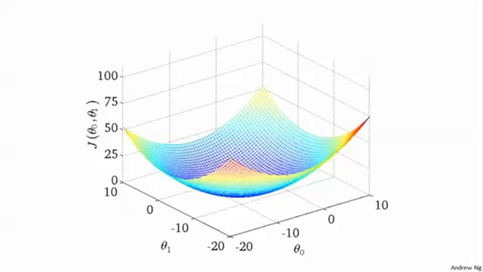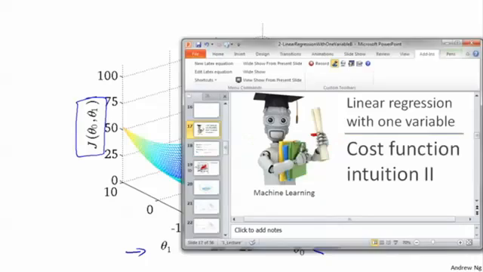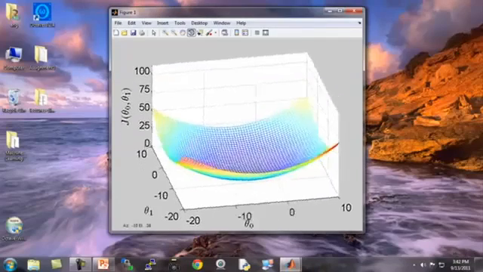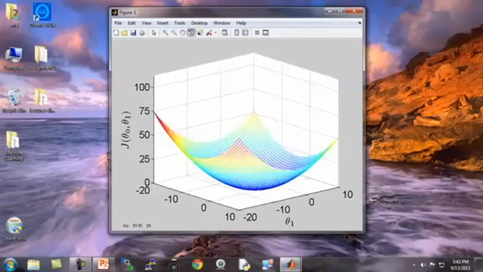This is a 3D surface plot where the axes are labeled theta 0 and theta 1. As you vary the two parameters theta 0 and theta 1, you get different values of the cost function j of theta 0, theta 1. The height of the surface above a particular point of theta 0, theta 1, that's the vertical axis, indicates the value of j of theta 0, theta 1. And you can see it has this bow-like shape. Let me show you the same plot in 3D. So here's the same figure in 3D with axes theta 0, theta 1, and vertical axis j of theta 0, theta 1. If I rotate this plot around, you get a sense, I hope, of this bow-shaped surface. That's what the cost function j looks like.